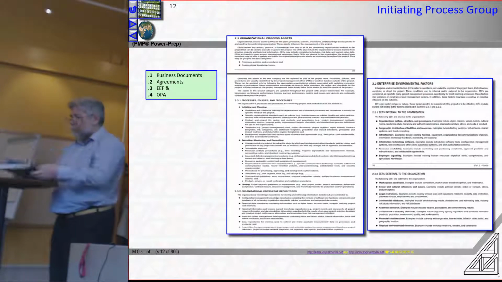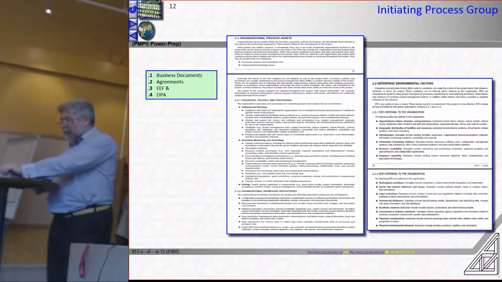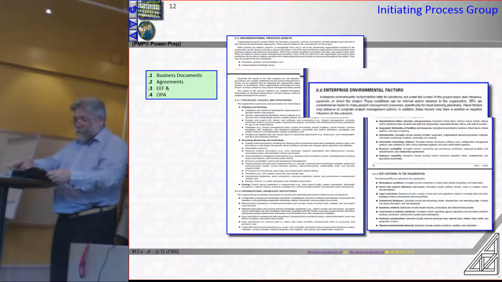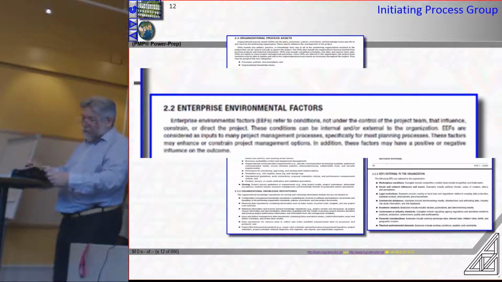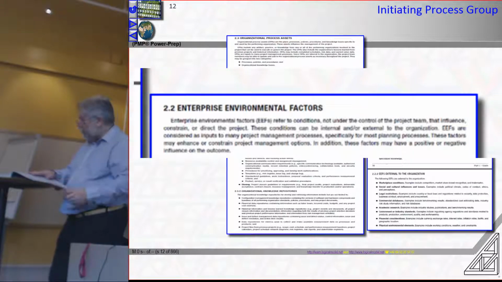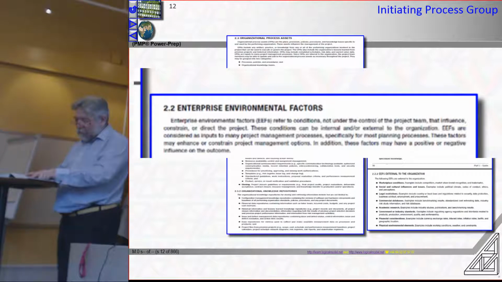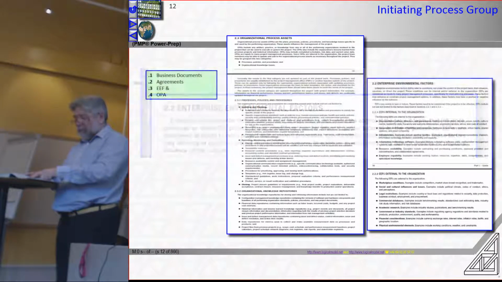So each time as you're going through the book and you find a statement like enterprise environmental factors refer to, that's a funny way of spelling is. So enterprise environmental factors is conditions not under the control of the project team that influence, constrain or direct the project. Yeah, that first line is the definition.